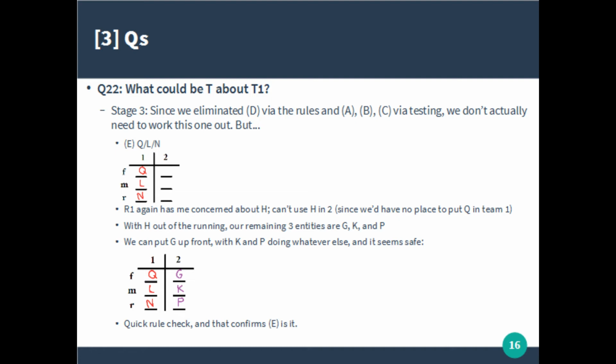After that, there are no positional restrictions on P, but there is a restriction on K. K does have to be in the middle, so we can just do G up front, K in the middle, and P in the back, and this looks like a complete picture. We can do another quick rule check, but just for the sake of not making this video's runtime too long, I will let you do that. A quick rule check will show that this does indeed fail to violate any rules, so it is a viable possibility. So we have just confirmed that E is our answer for 22.